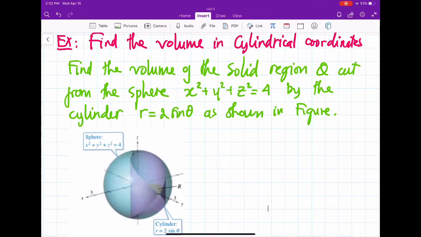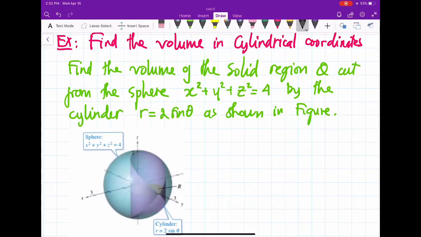In the following example, we have some sphere, x squared plus y squared plus z squared equal to 4. So this sphere is centered at the origin and has radius equal to 2. They ask us to find the volume of the solid region Q cut from the sphere by the cylinder r equal to 2 sine of theta, as shown in the picture right here. Okay, so what is r equal to 2 sine of theta?